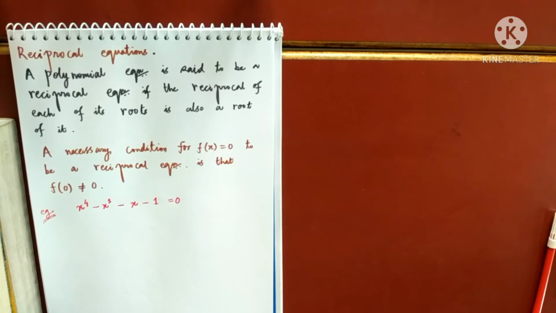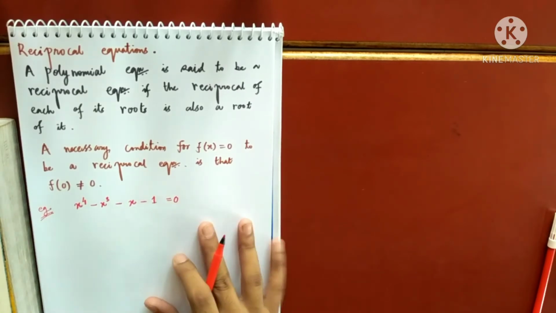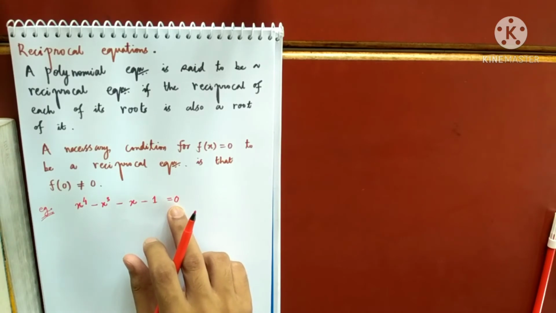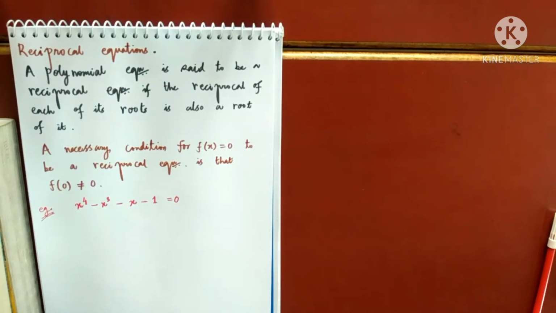So one way is that you find all the roots. If for any root alpha, 1 by alpha is also a root, then you can conclude that that is a reciprocal equation. But it is not possible to solve the equation all the time, right? So what is the another way? This is the equation. We know by transformation how to find the equation whose roots are reciprocal of the original equation.